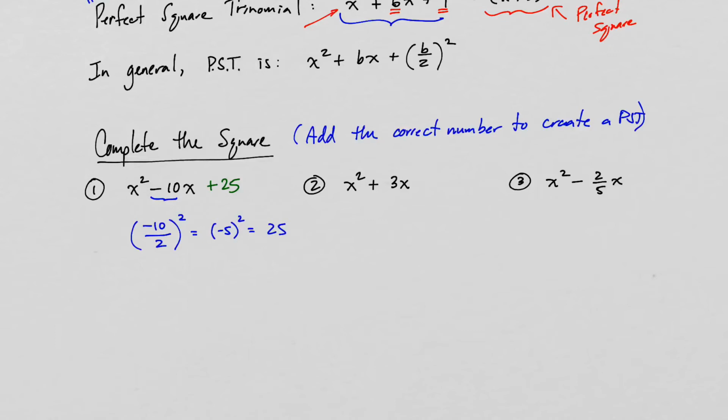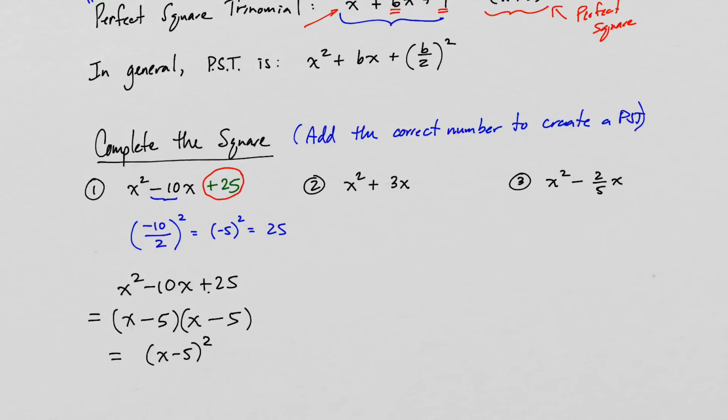Now, you don't have to take my word for it. Simply take the trinomial, x squared minus 10x plus 25, and factor it. Let's see what we get when we factor. Well, we know x times x is x squared. We know 5 times 5 is 25. And a -5 and a -5 add up to make -10. That means the factorization is x minus 5 to the second power. So this is a perfect square. So adding 25 was the correct number to complete this square.